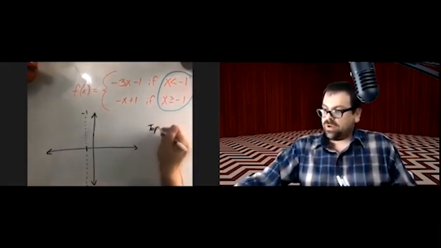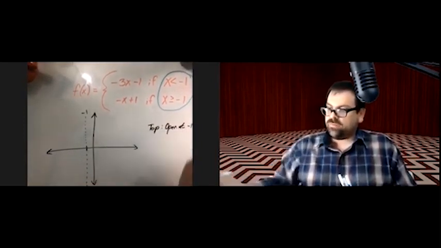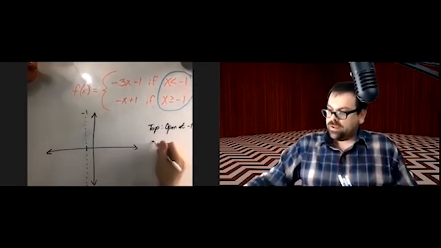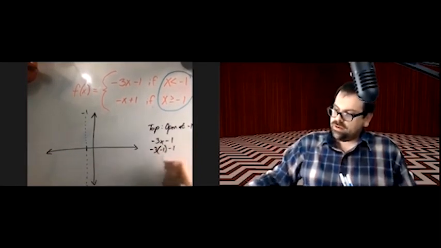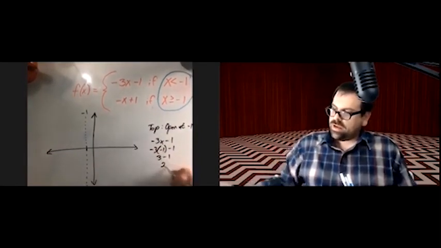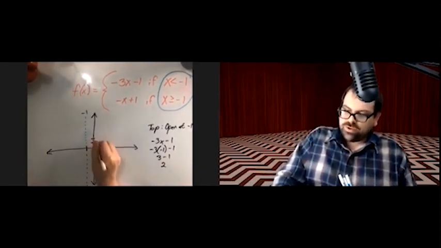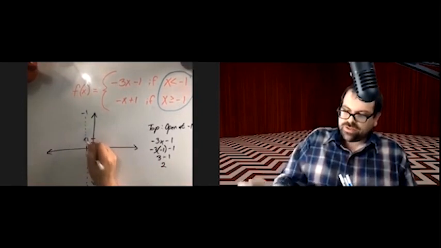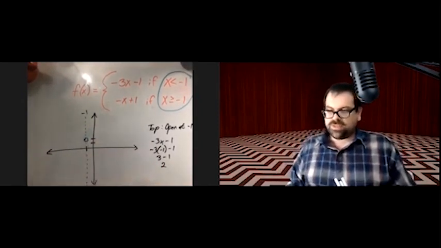So top, that's going to be an open circle at -1. So for -3x minus 1, I put -1 in, and I get 2. So when y is 2, I have an open circle here. X is -1, y is 2.